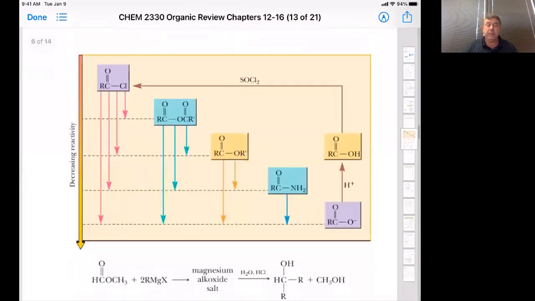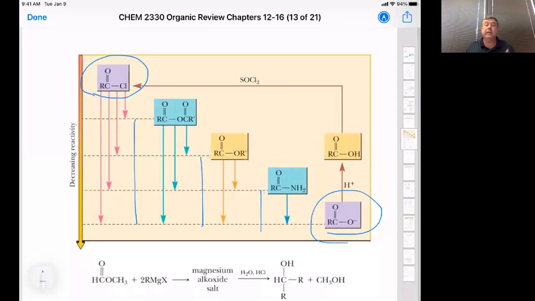And the great way to remember that is this table. If you think of this as the most reactive, you can make any of these species from that acid chloride. You can make any of these from the anhydride, any of these from the ester. And the only thing you can make from the amide is by hydrolyzing it to the carboxylic acid or the carboxylic acid salt. And then once you have the carboxylic acid, we can actually make the acid chloride with thionyl chloride.